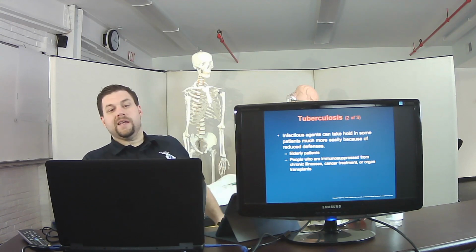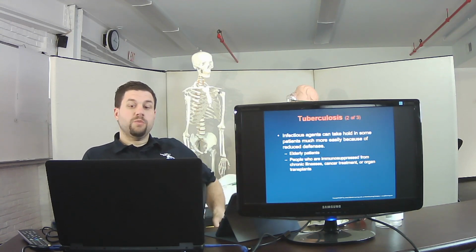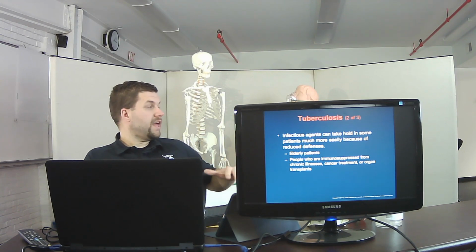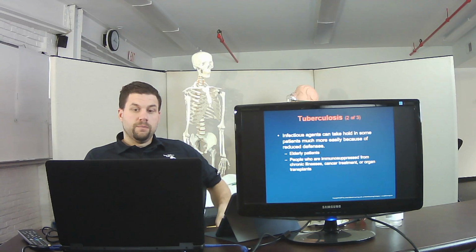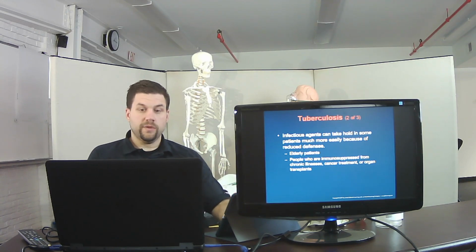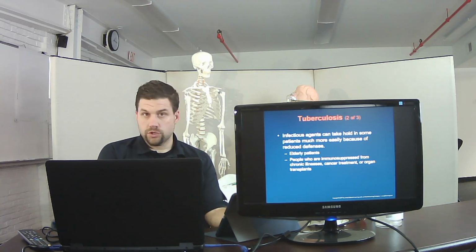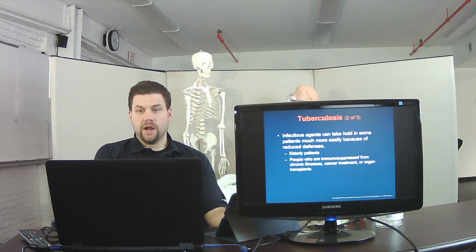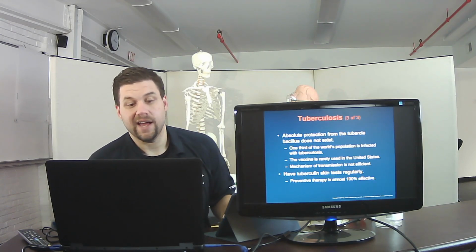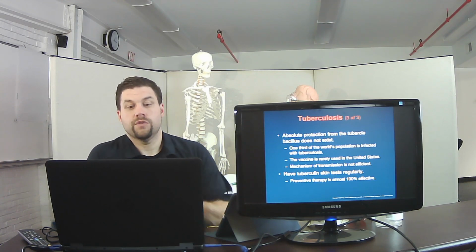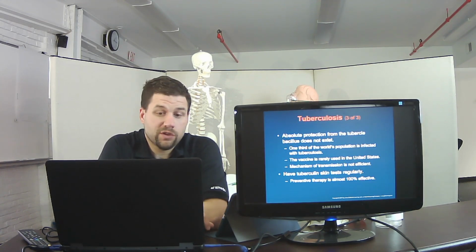Infectious agents can take hold in some patients much more easily because of reduced defenses. So older people have a lower threshold for fighting off these illnesses. People who are immunosuppressed from chronic illness, cancer treatment, or organ transplants are at a higher risk. Absolute protection from TB does not exist. One third of the world's population is infected with tuberculosis.